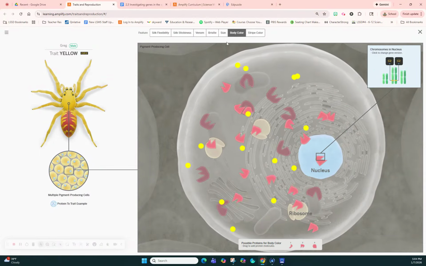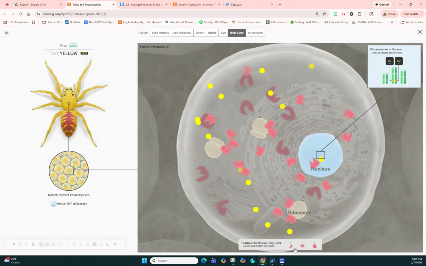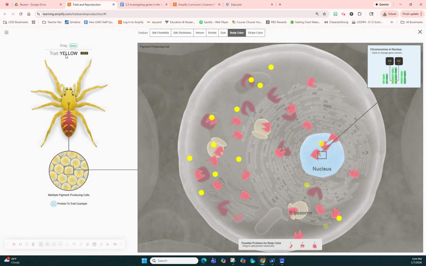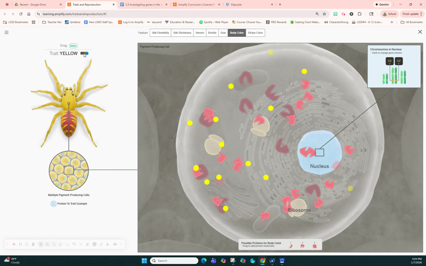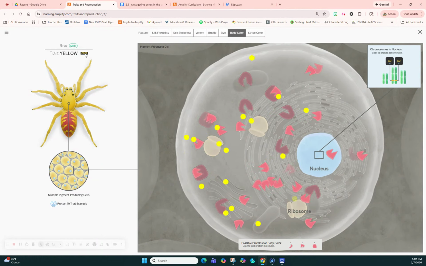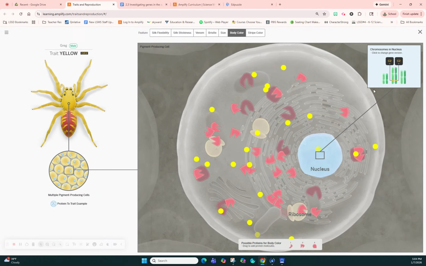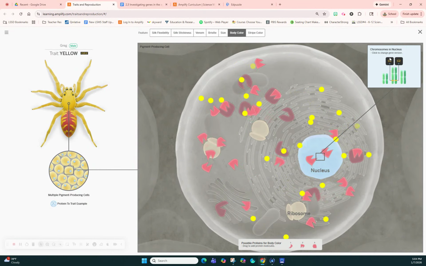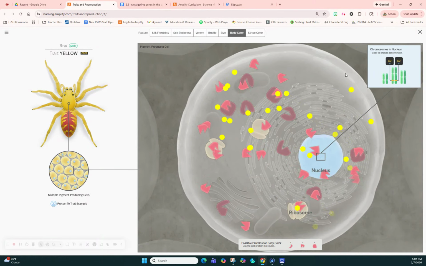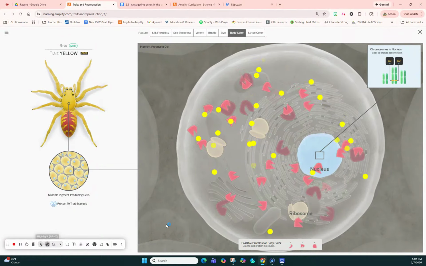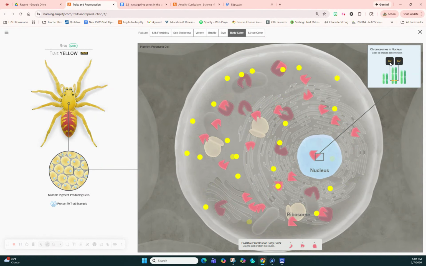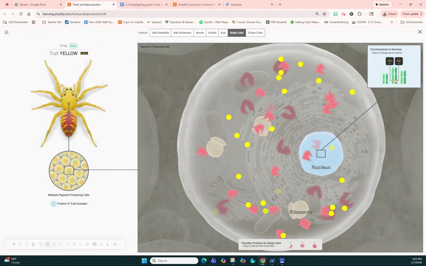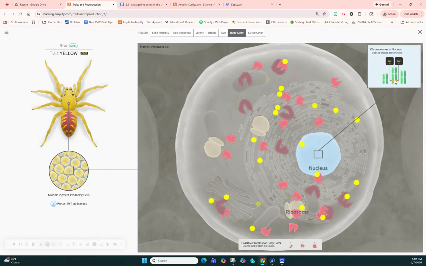I'm going to go over to body color at the top here. I can see that they have three possible proteins for body color. I know that Greg is yellow, and if you look here, now we can understand what these letters mean. C2 and C2 are the two genes that Greg has for his body color. And if I look over here on the right where it says chromosomes in the nucleus, I can actually see that he's got these two genes, C2 and C2. These are chromosomes right here.